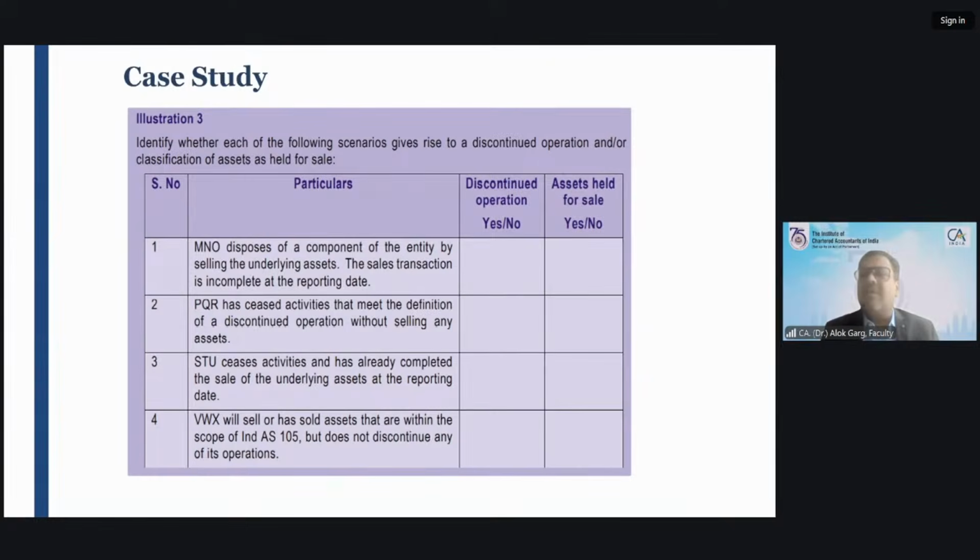Yes, sir. Discontinued operation. What does discontinue mean? Discontinue means not continue. So it is discontinued operation. But is it necessary that you have to sell out all those group of assets? You can donate also. Yes, you can use those assets in your other facility also.